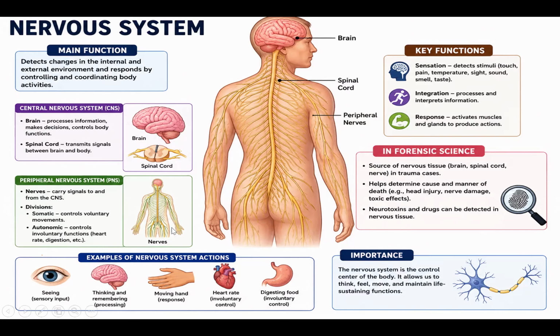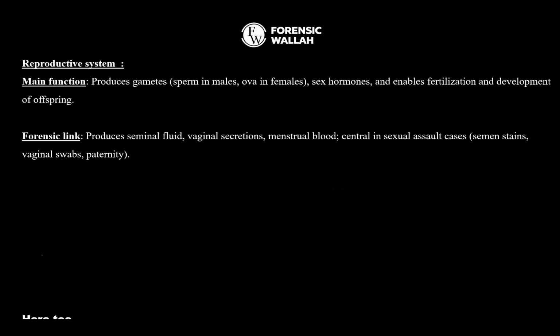Okay, so that's what I told. In respect to head injury, nerve damage, or any kind of toxic effects, your nervous tissues and nervous cells play a vital role. Neurons are the structural and functional unit of your nervous system. They help in transmitting electrical impulses from nerve to nerve. Okay, I hope the digestive system, respiration, nervous and circulatory systems are clear.